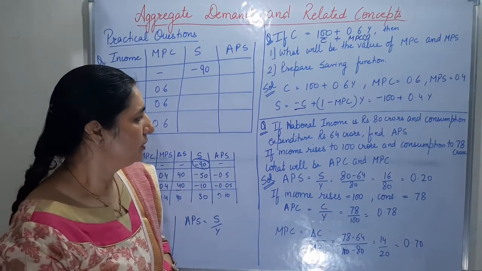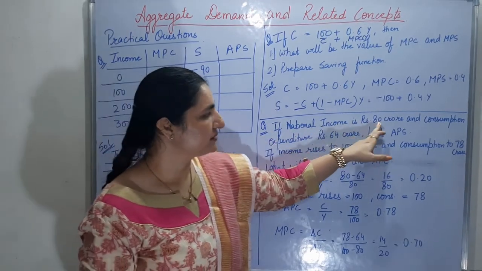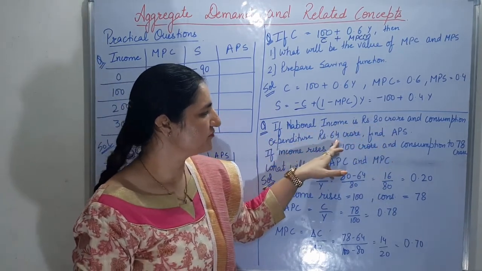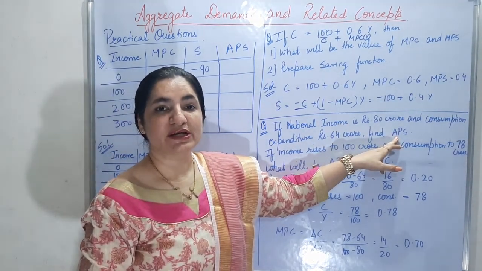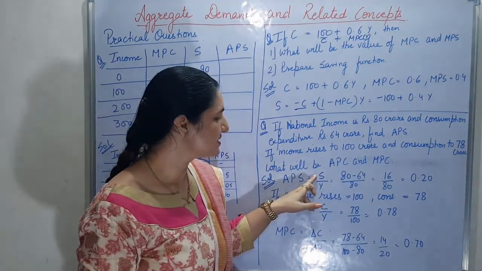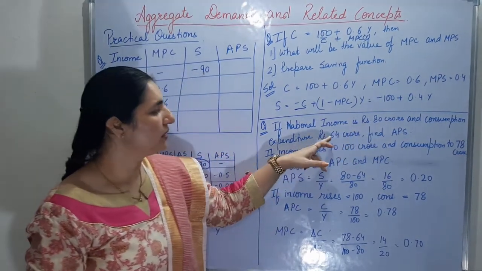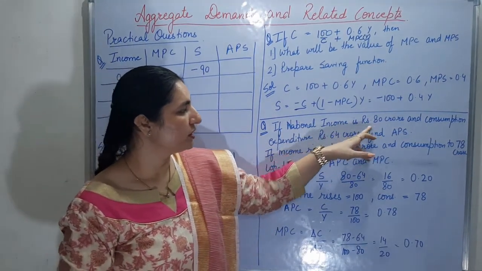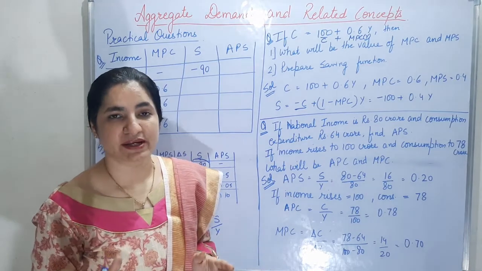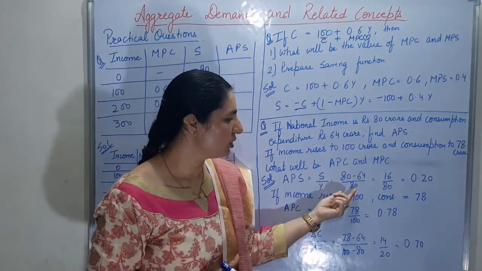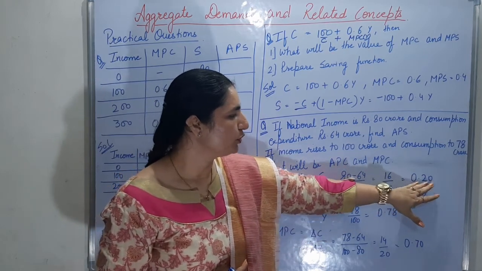Third category of question which may appear in the examination may be, if national income is 80 crores and consumption expenditure is 64 crores, find APS. We are asked to calculate APS. The formula of APS is saving divided by income. So here we have the value of income and consumption. When out of income we deduct consumption, we get saving, that is 80 minus 64 divided by the value of income, that is 16 by 80, it is 0.2.